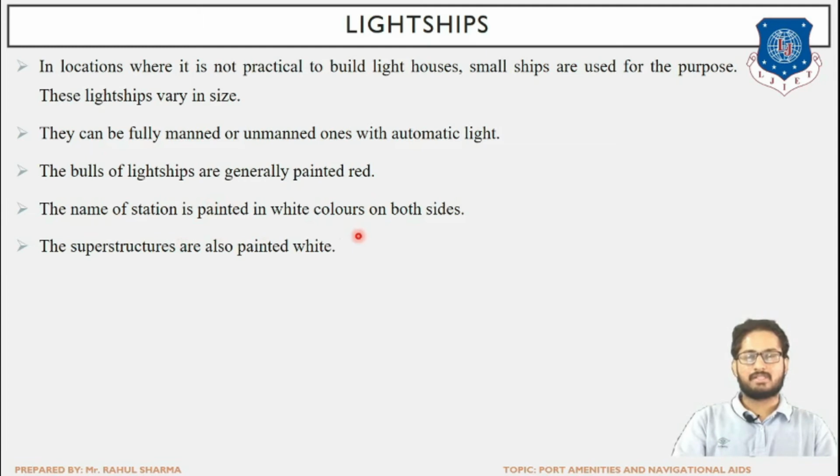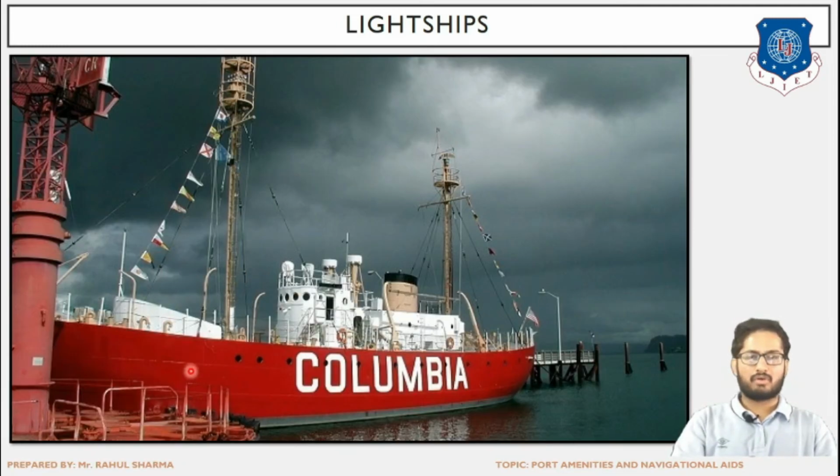That is, whichever specific harbour or port is there, where the light ship is placed, the name is written on the body of the ship with white color, and the superstructure is also white. That is, the structure which is built above the platform, above the deck on which the movement is being done, it is also painted with white color. So this is the view for light ship.